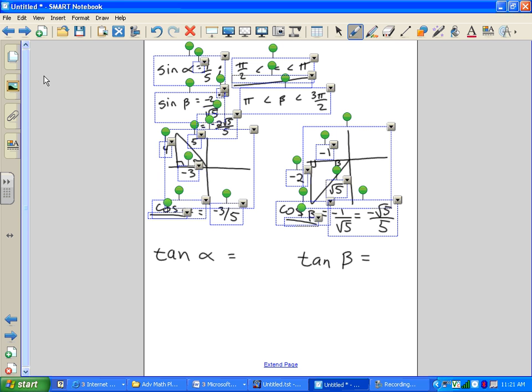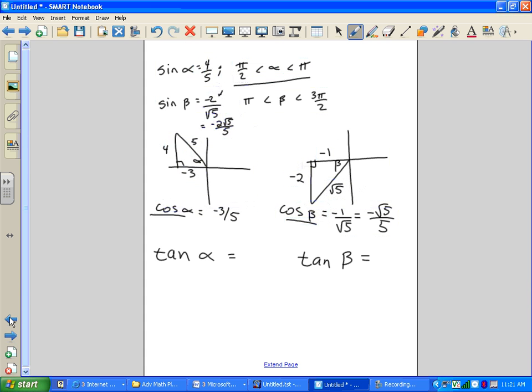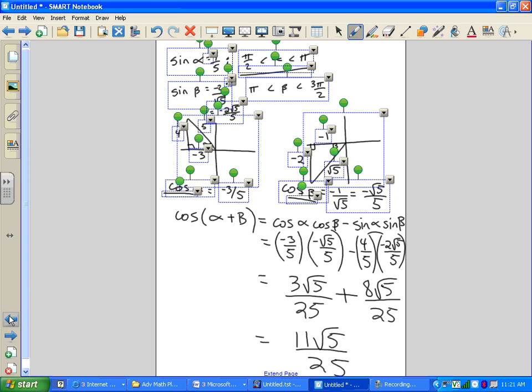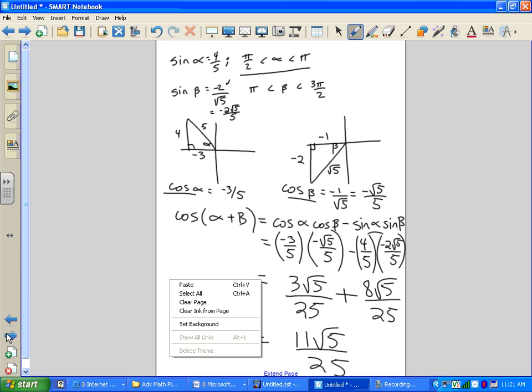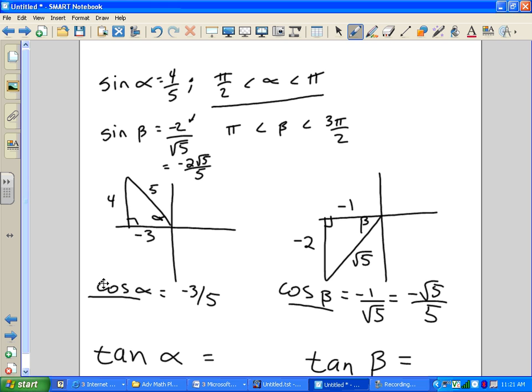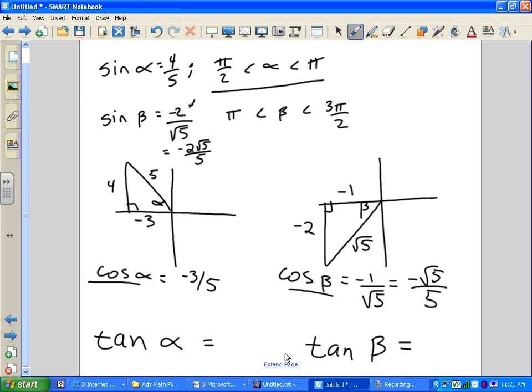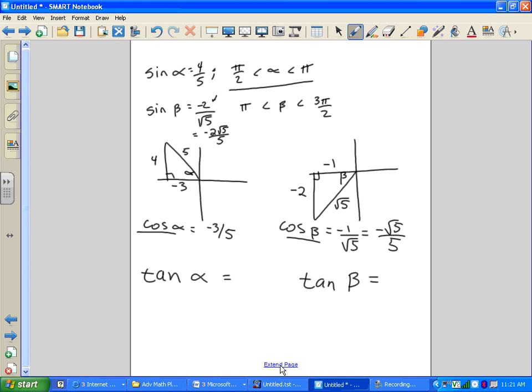Hang on. It won't go away. Hang on, let me try this. Hang on. There we go. Now I got to make it. All right, guys. What's the tangent of alpha now? All right, -4/3. All right, the tangent of beta would be 2.